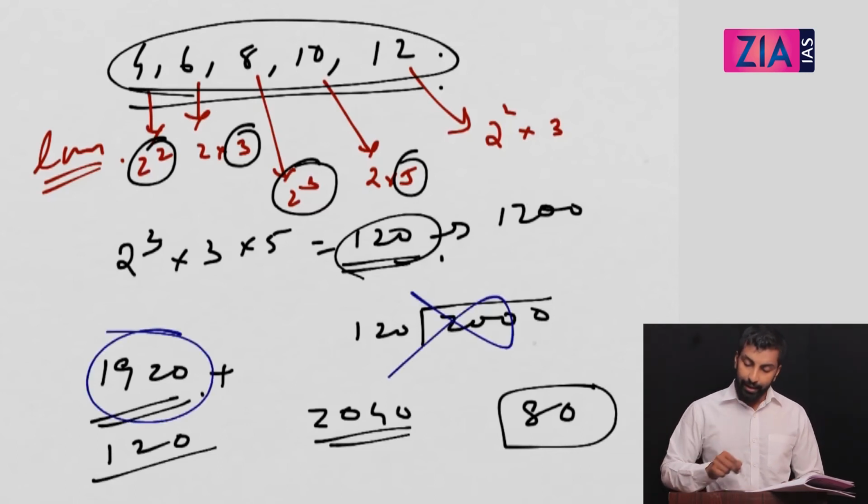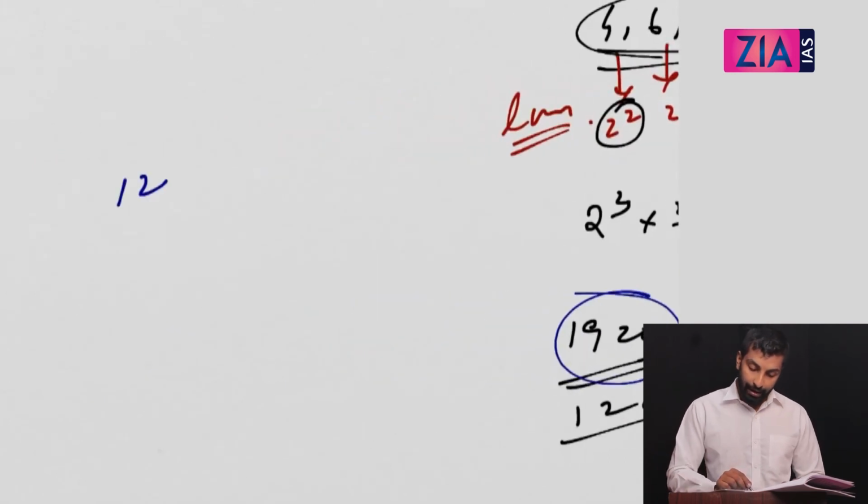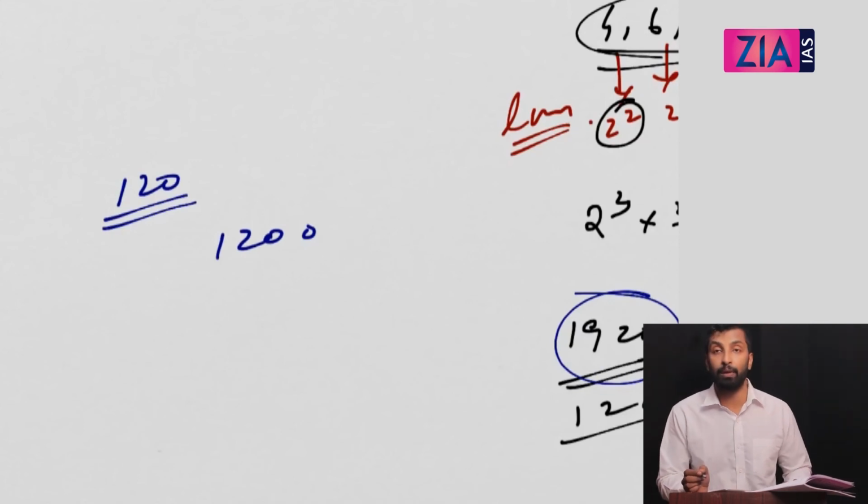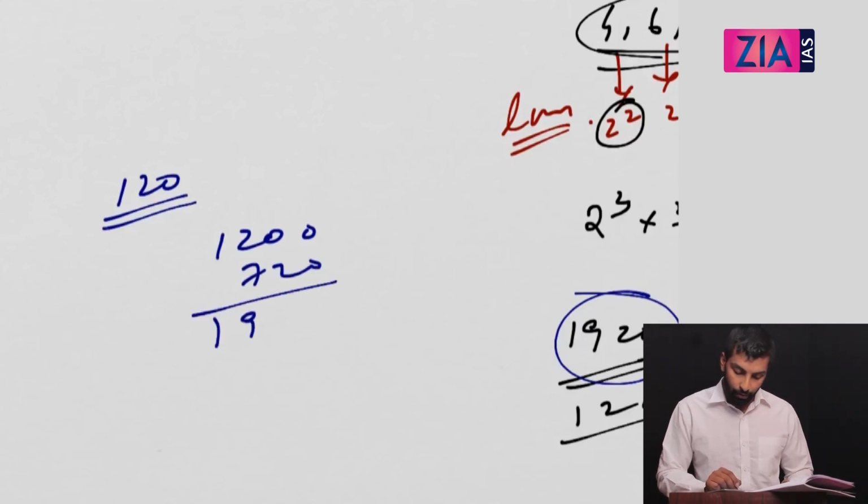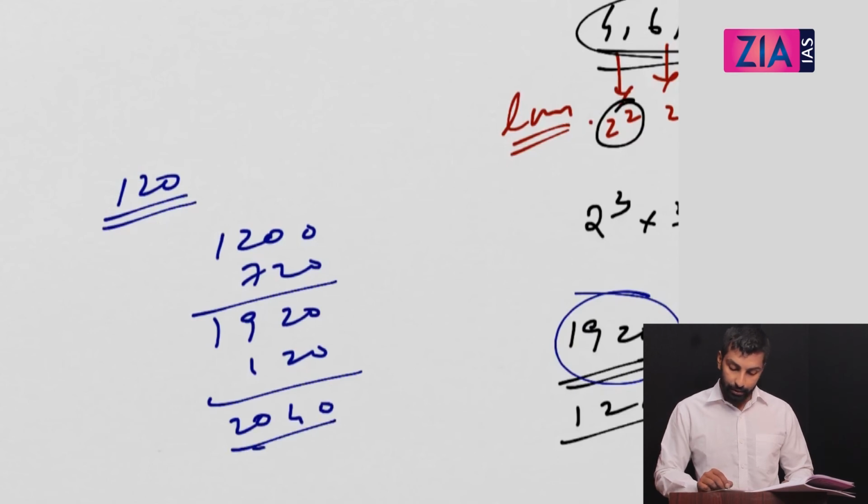So rather than dividing, how will you find it? 120 is the lowest number. So 120 is there, means 1200 will be there. Then 720 is a multiple of 120. So you add 720, you will get 1920. If you add 120, this will cross 2000. So this can't be your answer. So 1920 is your answer.